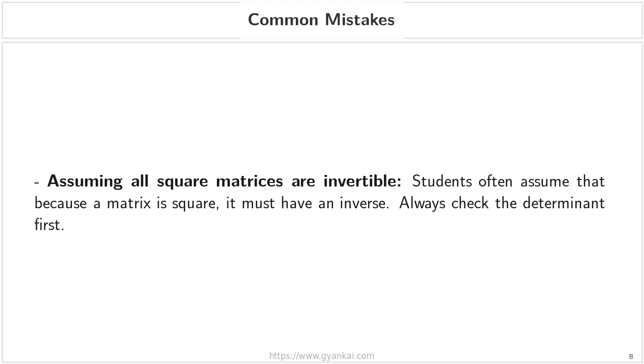First, a very common error is assuming that all square matrices are invertible. Just because a matrix has the same number of rows and columns doesn't automatically mean an inverse exists. You cannot take it for granted. You must always check the determinant first to confirm.